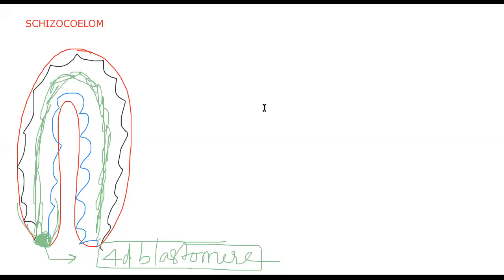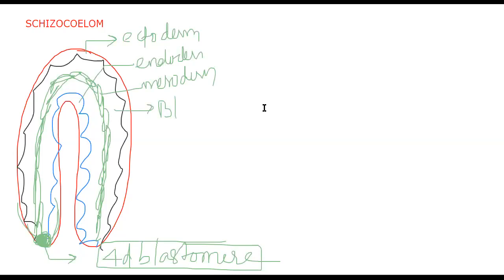So here I have to label to find out the differences. What is the outer layer? Ectoderm, then the inner layer, endoderm. In between them, the mesodermal cell is formed. Mesoderm is formed already. Then there is a cavity. That cavity we call blastocoel or primary body cavity. The blastocoel, or primary body cavity, is still there, a little bit.